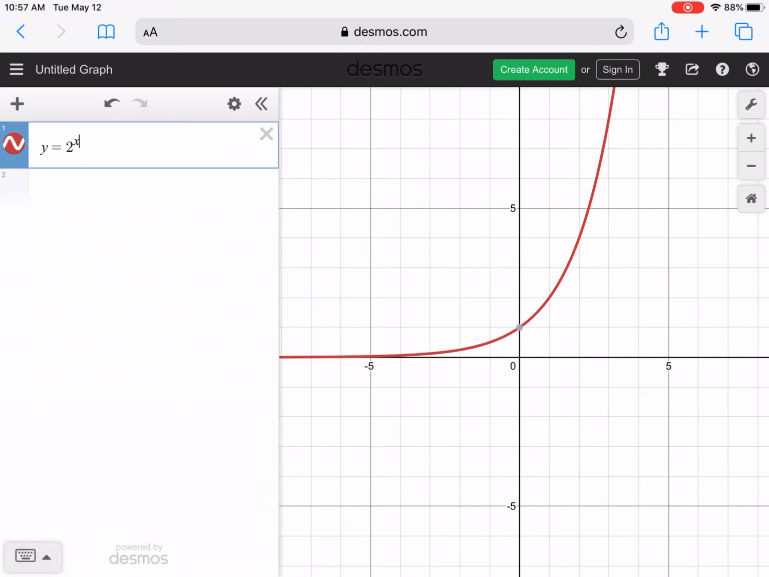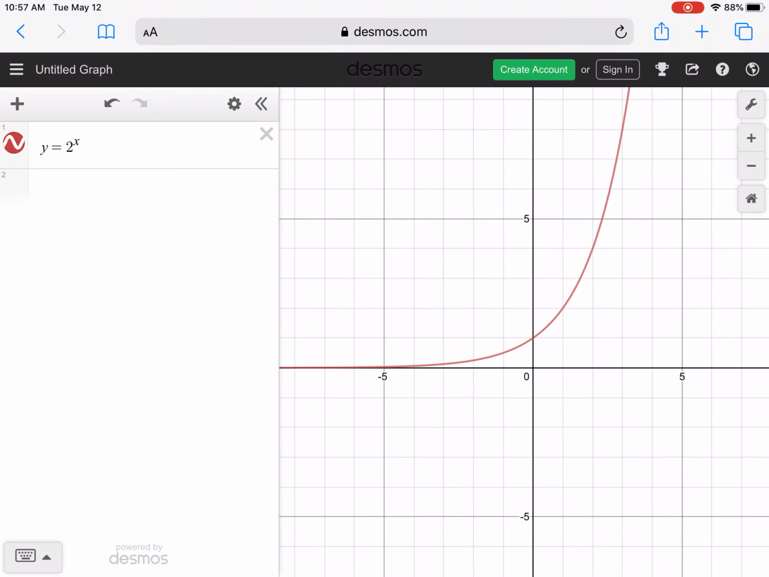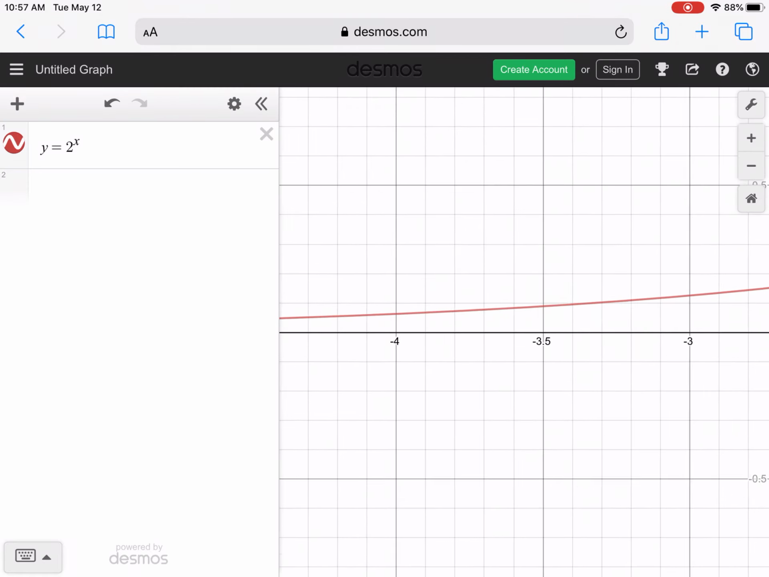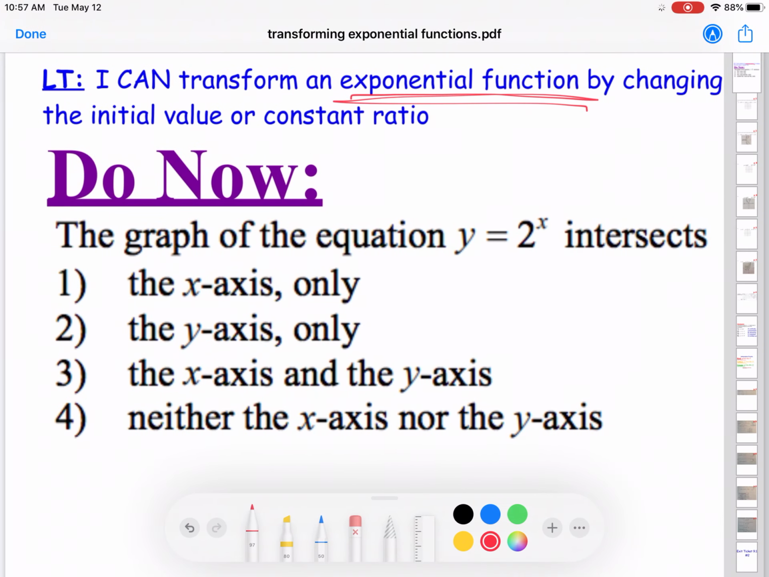So this is what your graph looks like. If you notice right here, it does intersect the y-axis. However, what's happening here on the left side is that your graph gets really close to the x-axis. It gets so close that it looks like it touches it, but it does not. So for this do now question, the answer should be choice 2, because our exponential functions only cross over the y-axis. They get really close to the x-axis, but do not actually touch it.